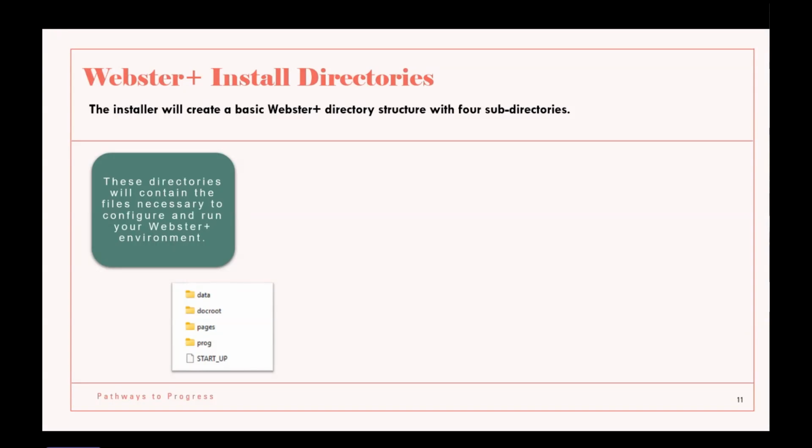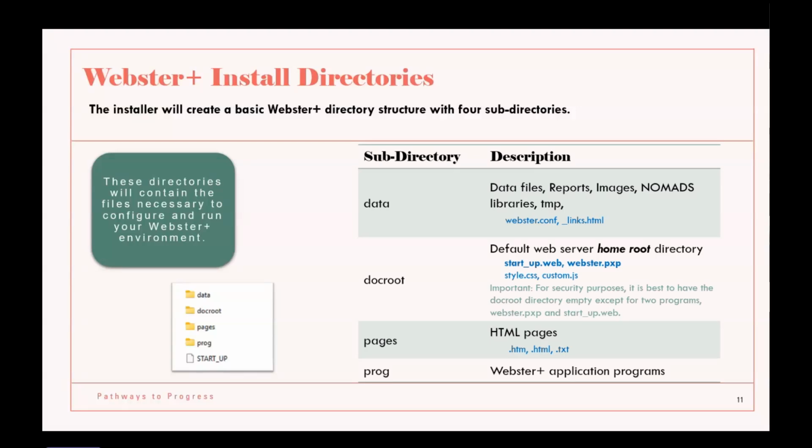The installer will create 4 directories. These directories are going to contain the files necessary to configure the Webster Plus environment. Data contains the data files, reports, images, and nomads libraries. Doc root, this is your default web server's home root directory.